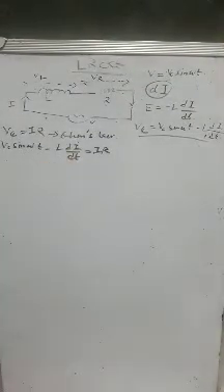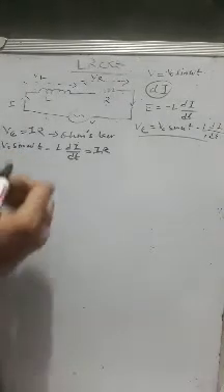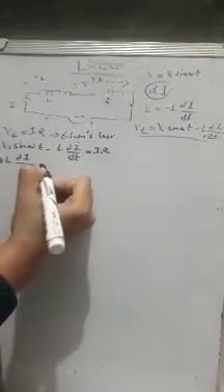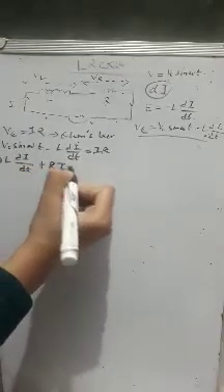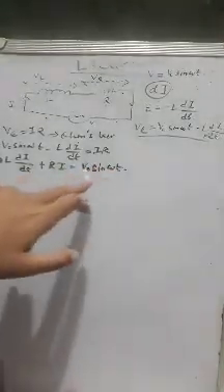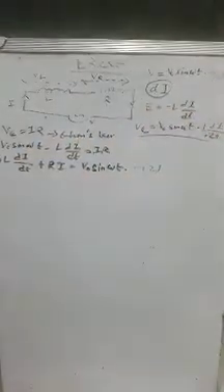Just place it mathematically. I am keeping V naught sine omega t on the RHS only. So your next step will be L di by dt plus IR equals V naught sine omega t. This will be your equation number 2. And the very first equation, the equation for the alternating voltage, I am marking as equation number 1.